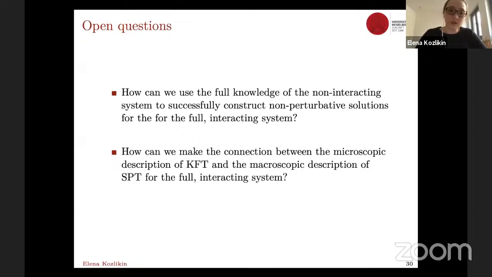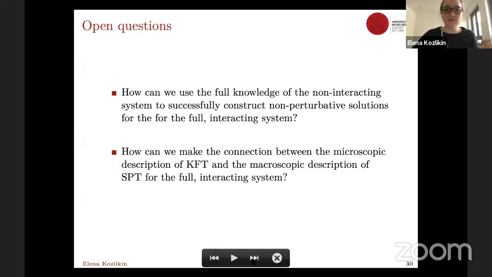And the second question is, we now know how to compare kinetic field theory and standard perturbation theory when we switch off interactions. But if we switch interactions back on, how can we make the connection between this microscopic description of kinetic field theory and the macroscopic description of SPT? So I think this will be very interesting. These are basically the open questions that we have right now. So I'm happy to discuss.